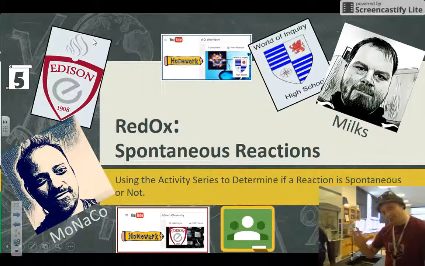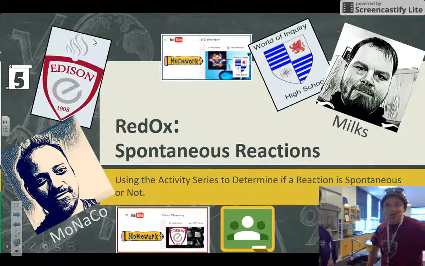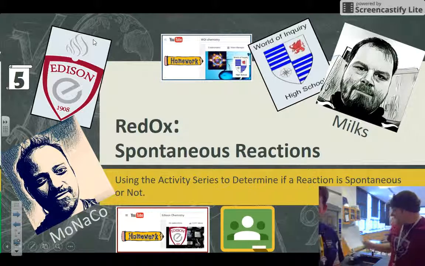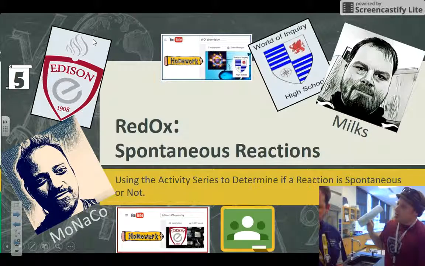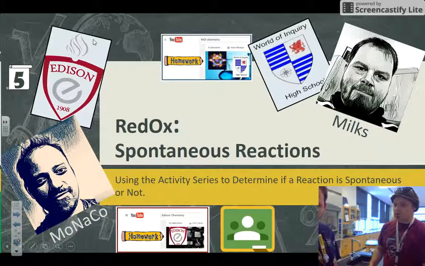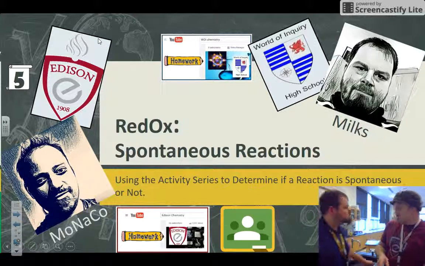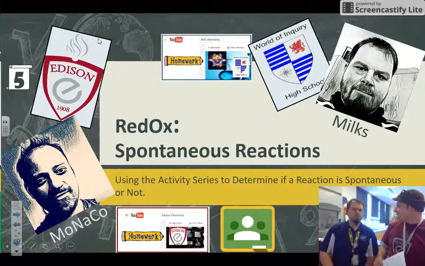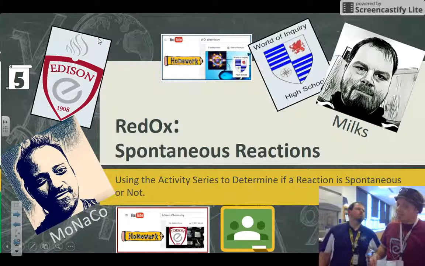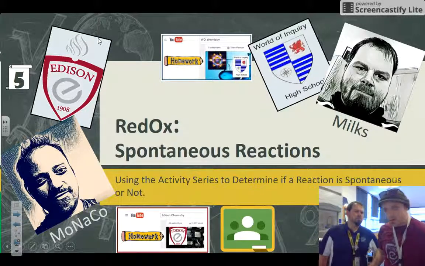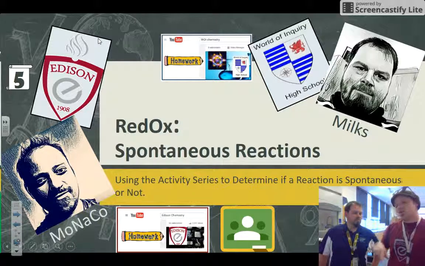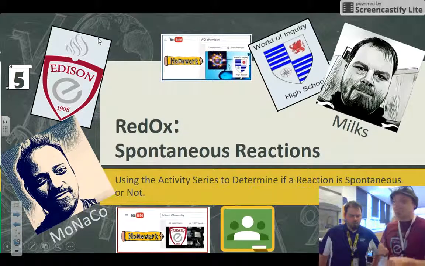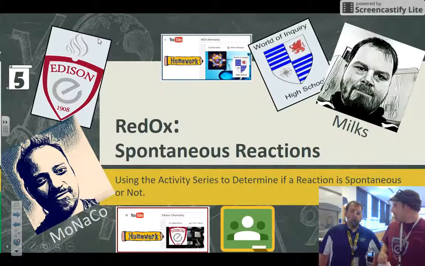Redox lecture number 5. We're going to hit up spontaneous reactions today, and we're going to be using that activity series, Table J, again. This kind of reference table has come back to us 3 or 4 times this year. We did it with acids and bases. We decided which metals would react with acid. And now we're going to be using it to decide if a single replacement reaction is going to be spontaneous or not. Will it go all by itself, or does it need a nudge?